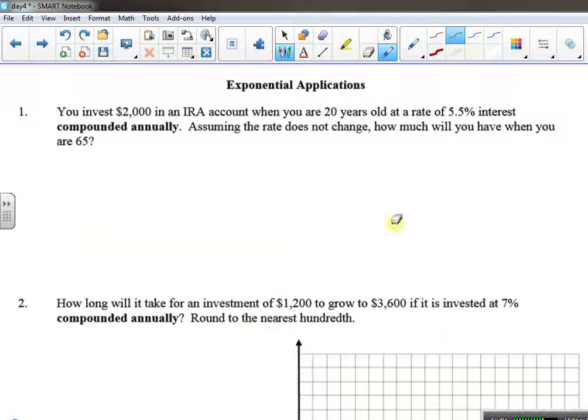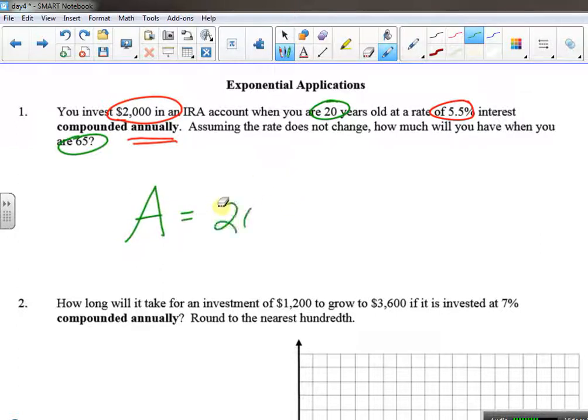Simple, straightforward problem. This first one, we're investing $2,000. It's a rate of 5.5% annual, and we're talking about what happens over the course of 45 years, starting when you're 20 years old and ending when you're 65 years old. So we want to know how much we'll have at 65. We want to know our final amount when we start with $2,000.